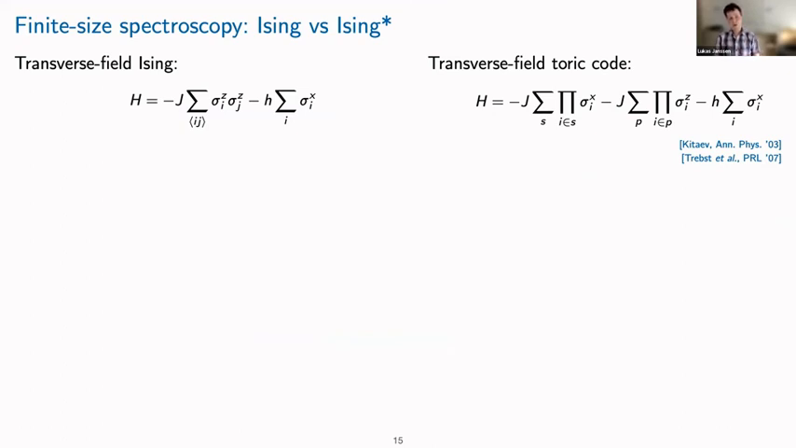The toric code model, however, features a gapped quantum spin liquid phase and therefore also a fractionalized universality class. And it's usually called Ising star in the literature. So, the 2+1 dimensional Ising star universality class.